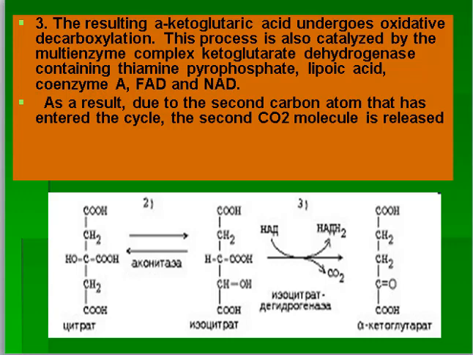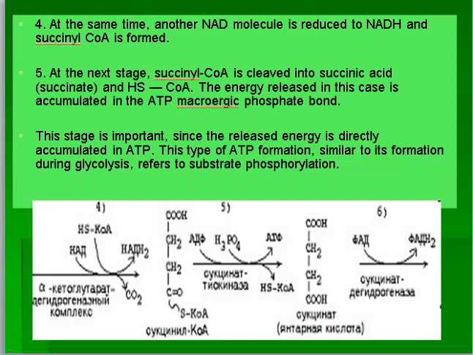The resulting alpha-ketoglutaric acid undergoes oxidative decarboxylation. This process is also catalyzed by the multi-enzyme complex alpha-ketoglutarate dehydrogenase, containing thiamine pyrophosphate, lipoic acid, coenzyme A, FAD, and NAD. As a result, due to the second carbon atom that has entered the cycle, the second carbon dioxide molecule is released. At the same time, another NAD molecule is reduced to NADH and succinyl-CoA is formed.